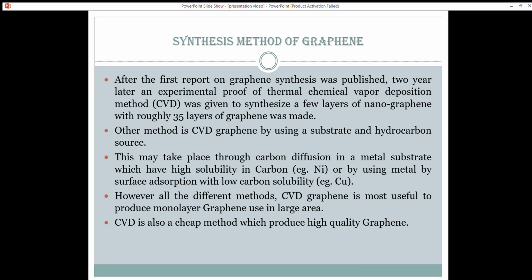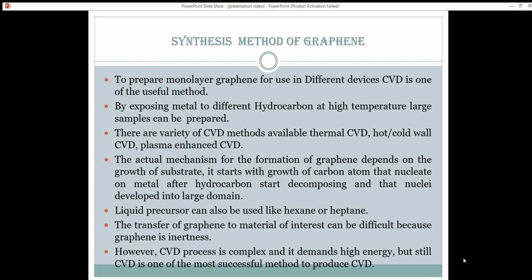So it will depend. If we use nickel, it has high solubility of carbon, and if we use copper, it will have low solubility of carbon. However, among all the different methods, CVD graphene is most useful to produce a monolayer graphene over a large area. CVD is also a cheap method which produces high quality graphene. Moving next, to produce a monolayer for use in different devices, CVD is one of the most useful methods. By exposing metal to different hydrocarbons at high temperature, large samples can be prepared.